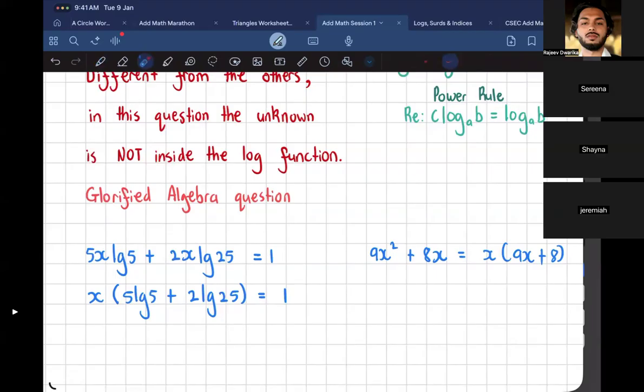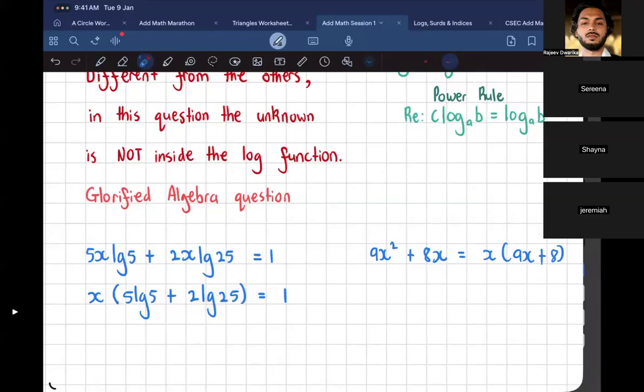So we're trying to find x, right, Serena? And that's what we're trying to do. Yeah. So we need to pull out x from this and this. If I pull out x from 5x log 5, that's going to be 5 log 5. If I multiply it back out, I'll get back 5x log 5. You with me there, right? Yeah. And I have 2x log 25 here. If I pull out x from that, I'll just have 2 log 25.